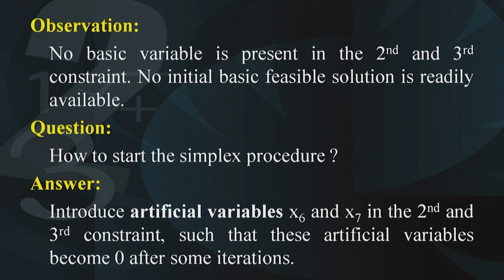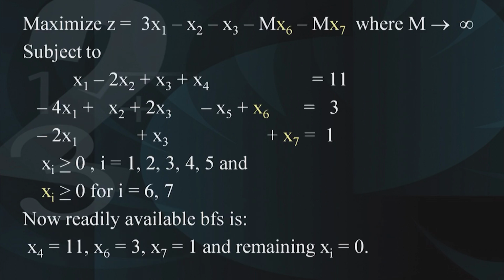And how can they be reduced to 0? They can be reduced to 0 by throwing them away from the basis, and that is what we are going to do. So, therefore, our given problem becomes the following: maximize 3x1 minus x2 minus x3 minus m times x6 minus m times x7, where m is a very large number going to infinity.